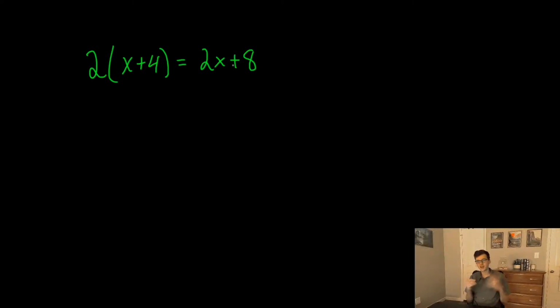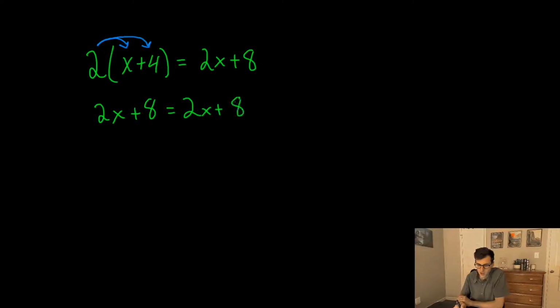Now remember, in our last video we talked about solving these types of equations. Well, first, this side is already simplified, so I'd want to simplify this side. And that would leave me with 2x plus 8 equals 2x plus 8. That's kind of strange. Well, let's keep going. Let's see what happens.